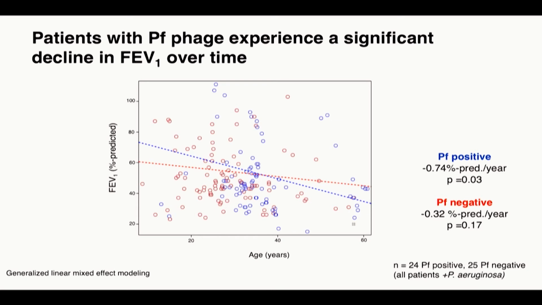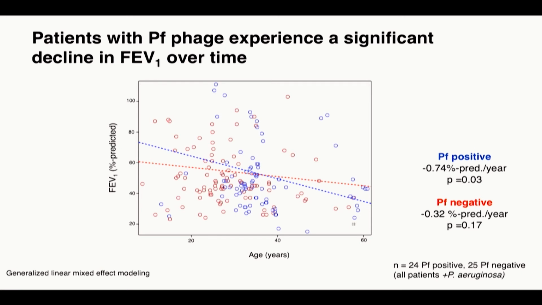I've continued to follow these patients over time, so everything that I presented previously was cross-sectional at the time that they entered our study, but I've been following these patients for about 2 years now, and so we have 24 phage-positive patients with multiple encounters and 25 phage-negative patients. And when we look at lung function over time, we see that our phage-positive patients have a significant decrease in lung function over time, while our PF-negative patients don't.